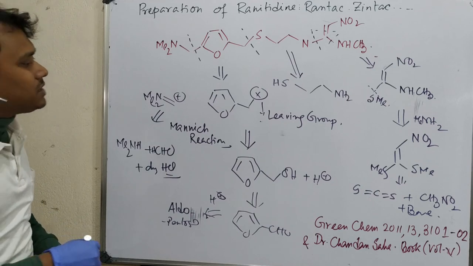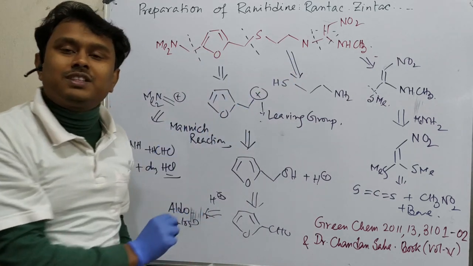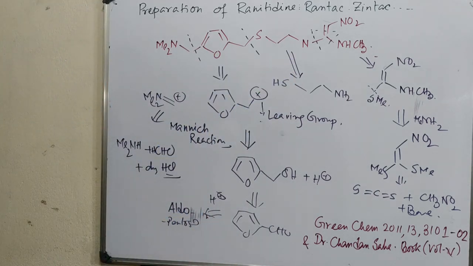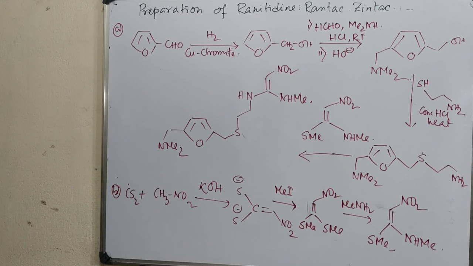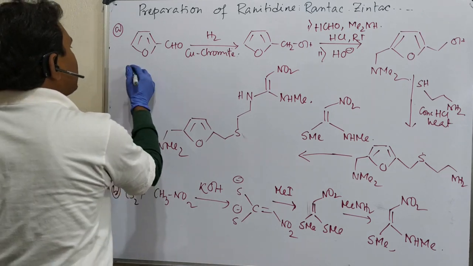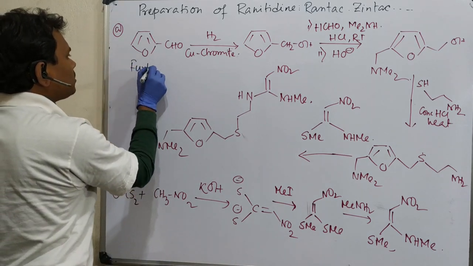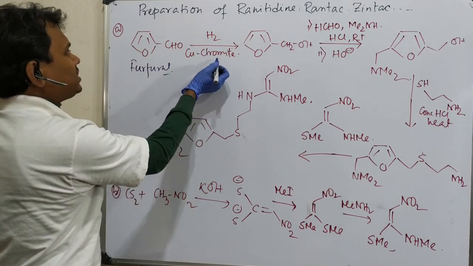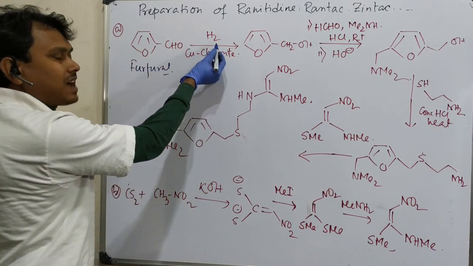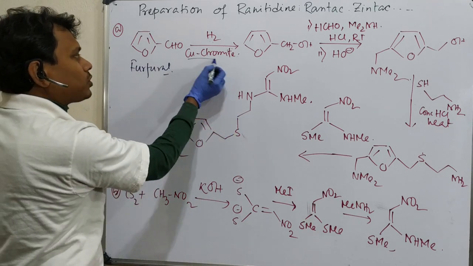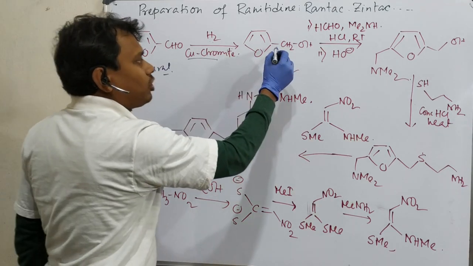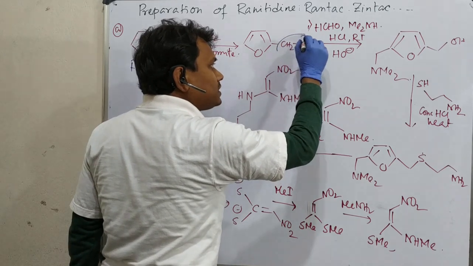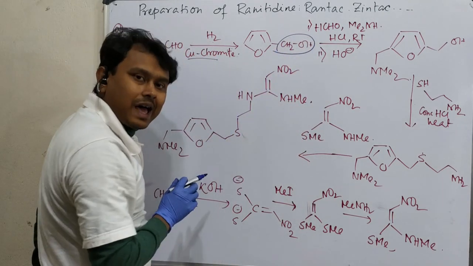So now let's go to the detailed flowchart for the synthesis of this molecule. Okay, let's continue the discussion. This is furfural, as I told. This is the overall scheme. This is hydrogen and copper chromite. The hydrogen acts as a reducing agent and copper chromite as catalyst, for selective reduction of this aldehyde into CH2OH, the alcohol.